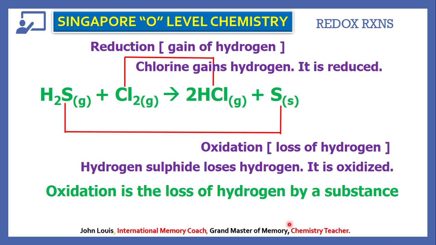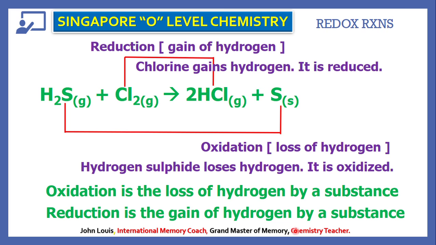See, oxidation is the loss of hydrogen by a substance. Reduction is the gain of hydrogen by a substance. That's all. Very simple, and you can take this example and you can take any other example also based on hydrogen, and you can try to do it on your own.